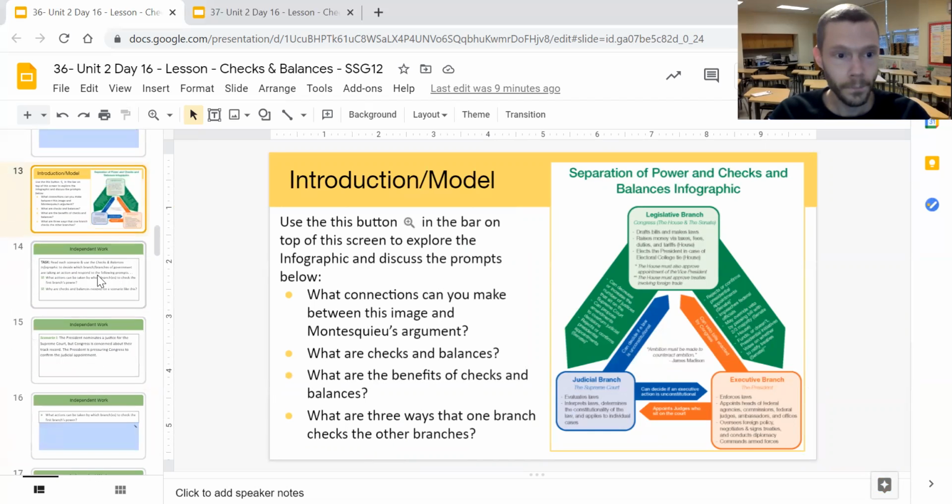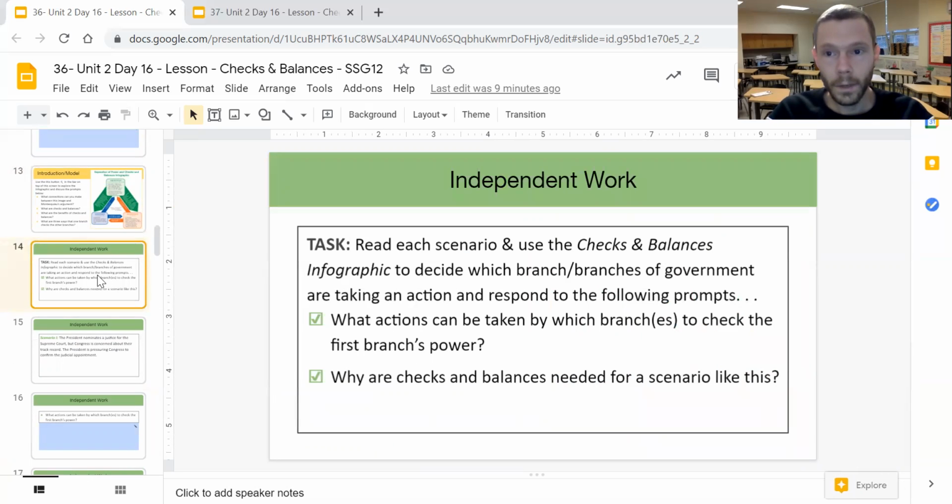And then in the independent work, as I mentioned at the top of the video, there's 9 different scenarios. So there's a lot that the students can process. And if you have an extended block of time with students, it may make sense to work through all of the different scenarios to consider the actions that can be taken by the government, which branches could possibly check the power of the other branch, and really think about why checks and balances are needed for a scenario like this.